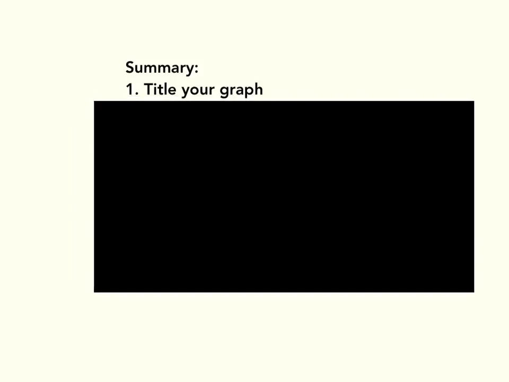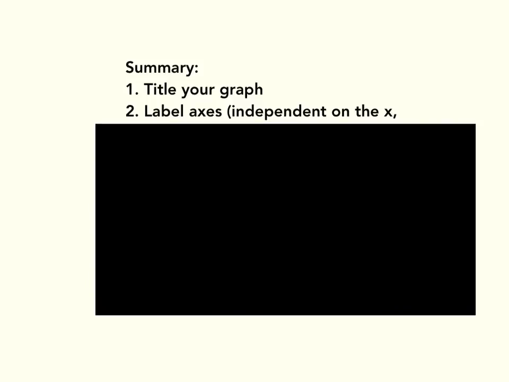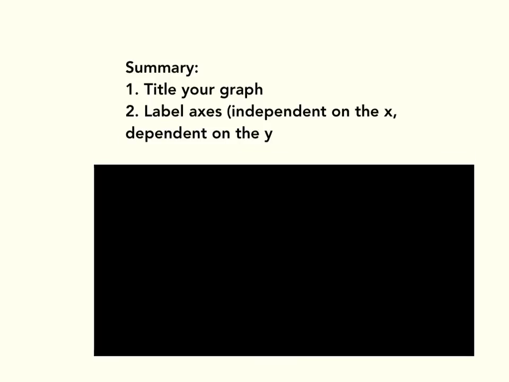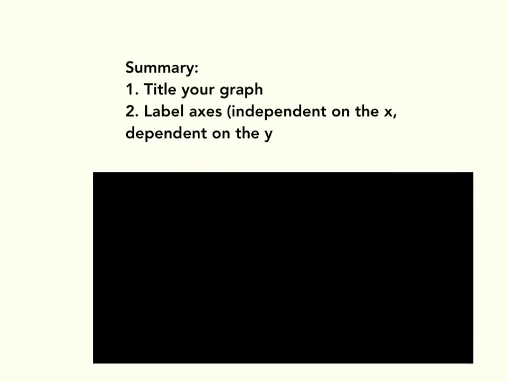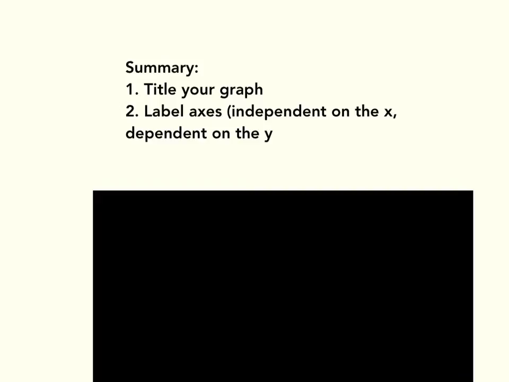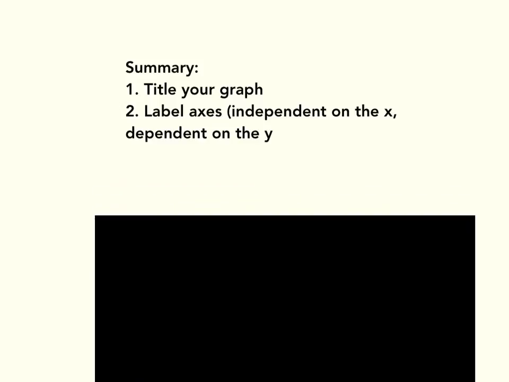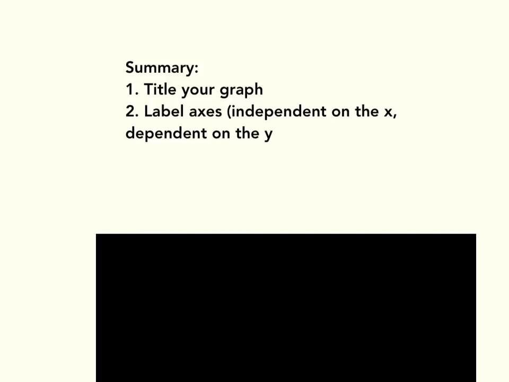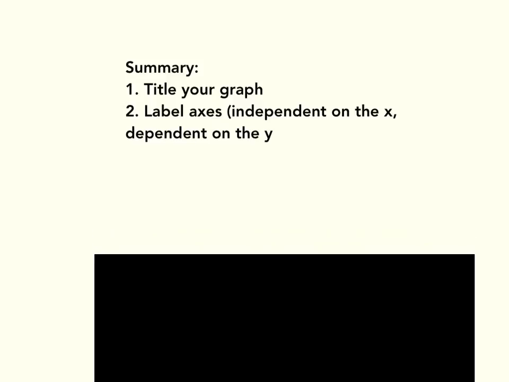So let's summarize what we have learned in today's flip lesson. First, once you have your data, you need to title your graph. And you need to label the axes. The independent variable goes on the x, and the dependent goes on the y. Then determine a scale that will fit on the graph and is uniform. That is key. We'll practice that in class. Then you're going to plot all the data points. Then draw a best fit line or curve, but we do not connect the dots.